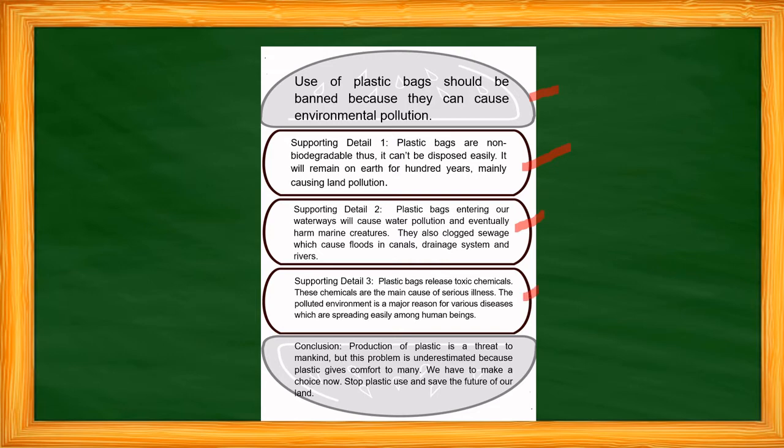Supporting detail number 3. Plastic bags release toxic chemicals. These chemicals are the main cause of serious illness. The polluted environment is a major reason for various diseases, which are spreading easily among human beings. And our conclusion, production of plastic is a threat to mankind. But this problem is underestimated because plastic gives comfort to many. We have to make a choice now. Stop plastic use and save the future of our land.